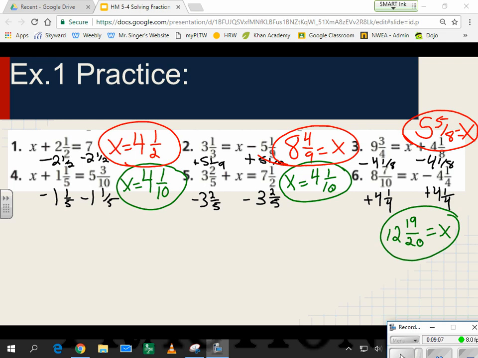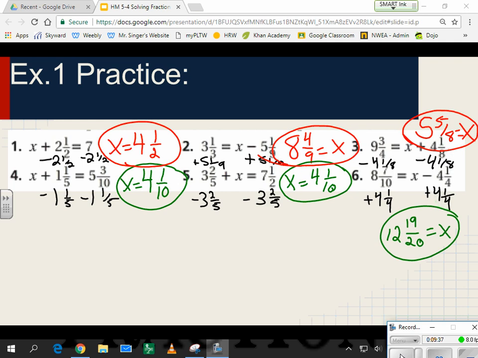And here are the answers you should have gotten. You can see for number 1, we had to subtract 2.5 from both sides, simplify it to get 4.5. For number 2, we added 5 and 1/9 to both sides. X equals 8 and 4/9 when simplified. For number 3, we had to subtract 4 and 1/8 to both sides. When simplified, you get 5 and 5/8. For 4, we had to subtract 1 and 1/5 from both sides. When we simplified it, we got 4 and 1/10.